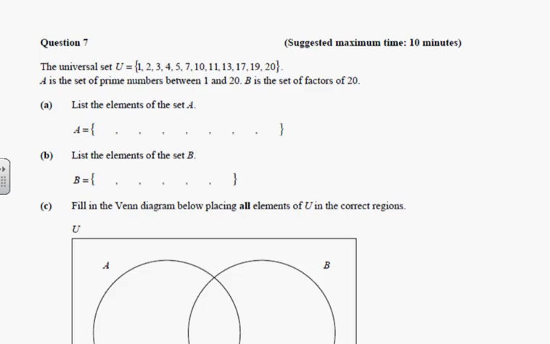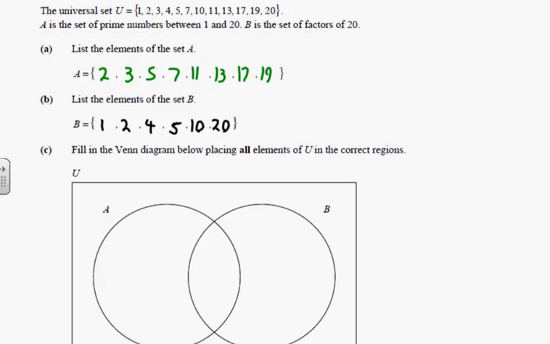Venn diagram. A is prime numbers. What are prime numbers? List them off for me. 2, 3, 5, 7, 9, 11, 13. 5, 7, not 9. 9 can be turned into 3 multiplied by 3. 11, yeah. 13, 17, 19. Perfect. B is factors of 20. 1 and 20. 2 multiplied by 10. 4 multiplied by 5. Okay, now we're here.